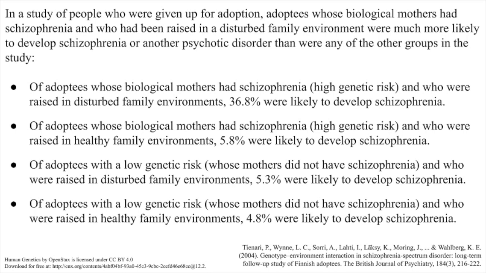The study shows that adoptees with high genetic risk were especially likely to develop schizophrenia only if they were raised in disturbed home environments. This research lends credibility to the notion that both genetic vulnerability and environmental stress are necessary for schizophrenia to develop, and that genes alone do not tell the full tale.